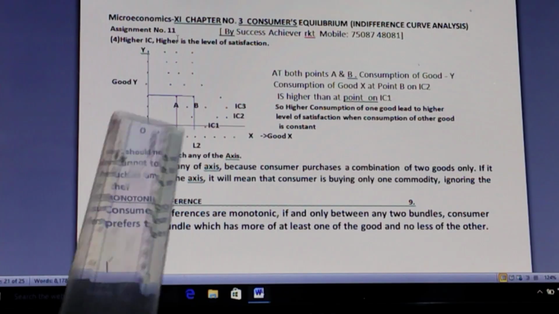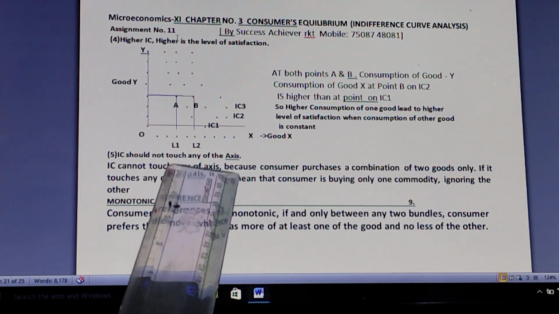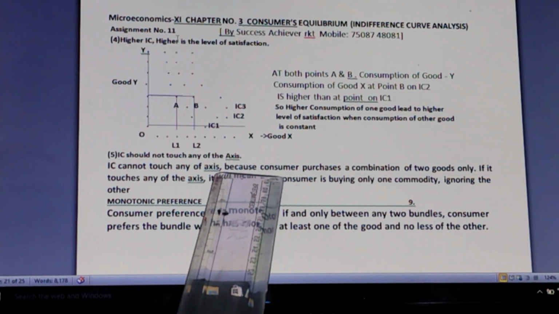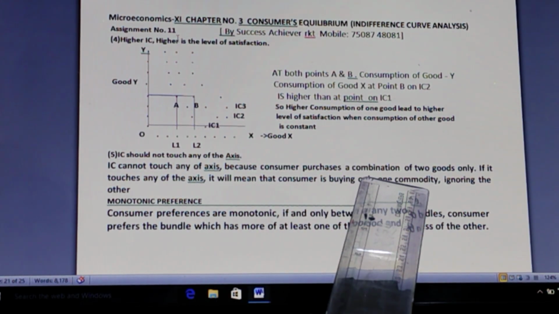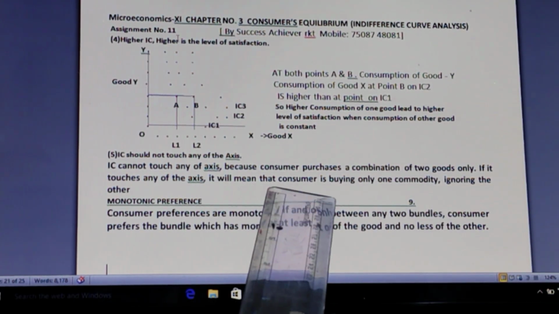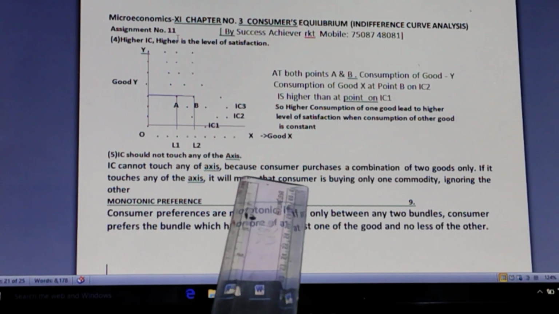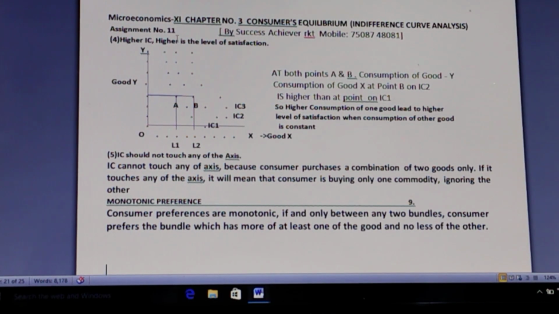So now, IC should not touch any axis, either the x-axis or the y-axis, otherwise the meaning of the IC is over. So IC cannot touch the x-axis and y-axis because the consumer purchases a combination of two goods only. If it touches the x-axis, it will mean the consumer is purchasing only one commodity, ignoring the other. So that is why I say it should not touch any of the axes.